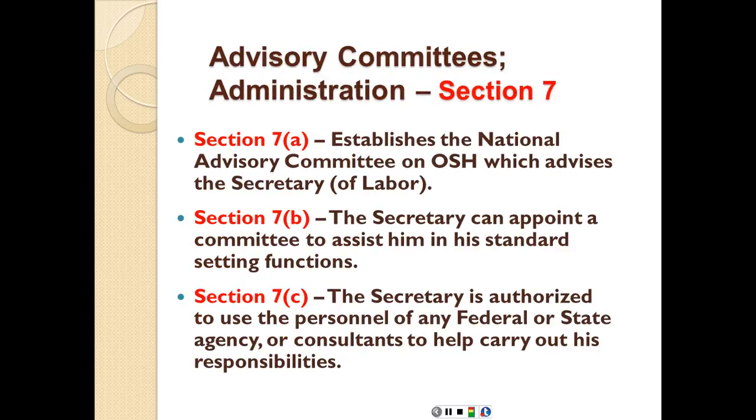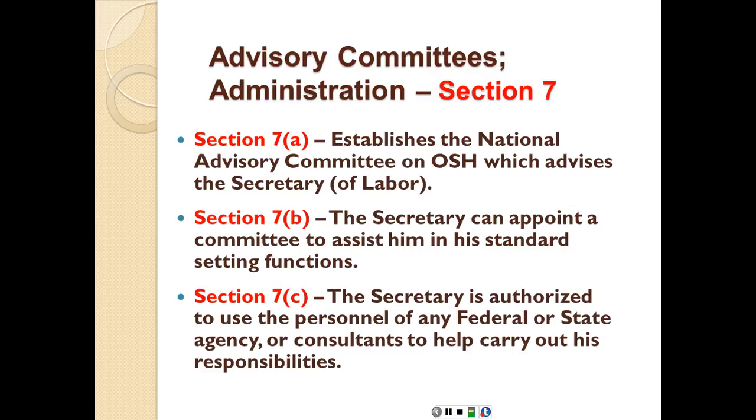The advisory committees and the administration, Section 7. Section 7A establishes the National Advisory Committee on Occupational Safety and Health, which advises the Secretary of Labor. Section 7B, the Secretary can appoint a committee to assist him in his standard-setting functions. Section 7C, the Secretary is authorized to use the personnel of any federal or state agency or consultants to help carry out his responsibilities. So that's very important.